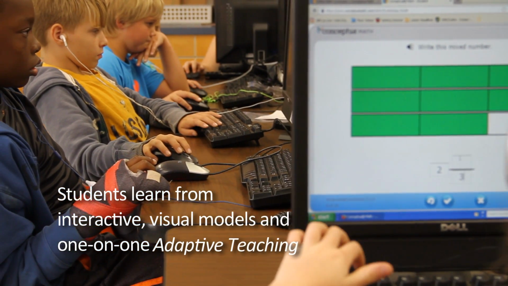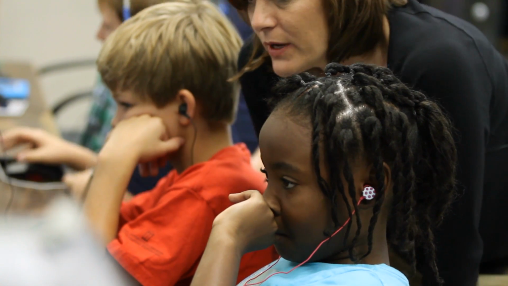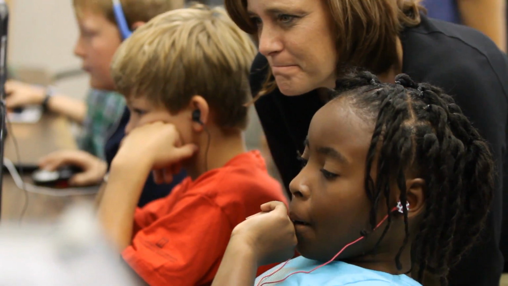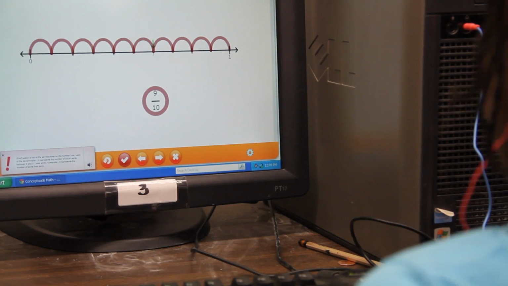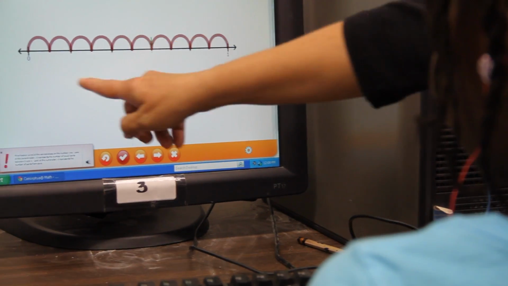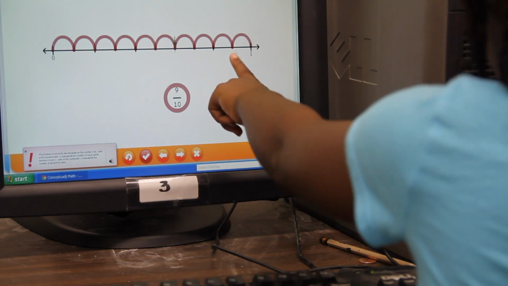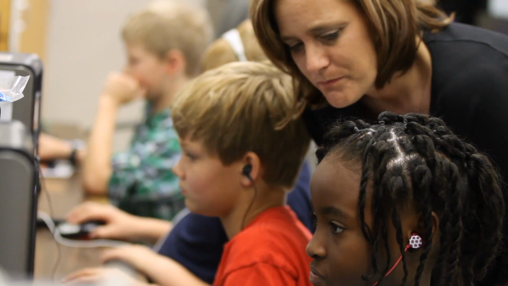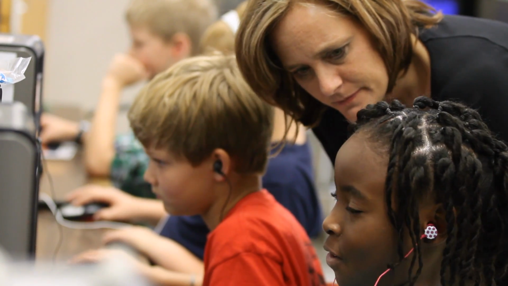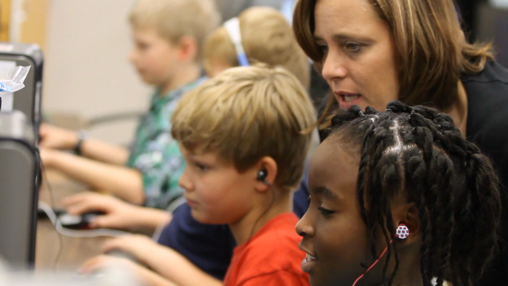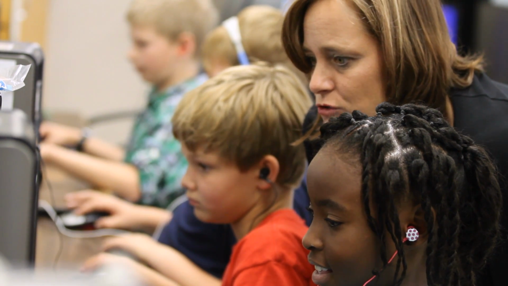So if that is 0 and this is 1 whole, where would 9/10 be? Right there. Okay, and how do you know? Because it's 1 less than a whole. It's 1 what less than a whole? 1 equal part less than a whole. Okay, all right. Try that. Try it first.